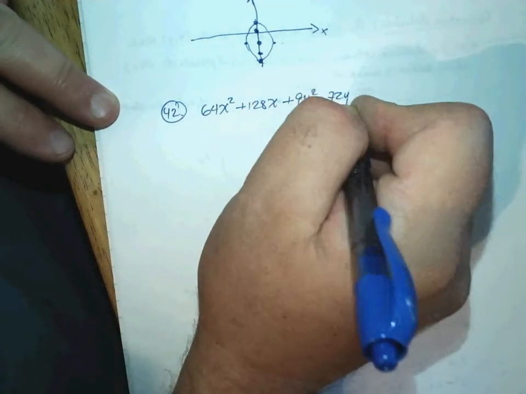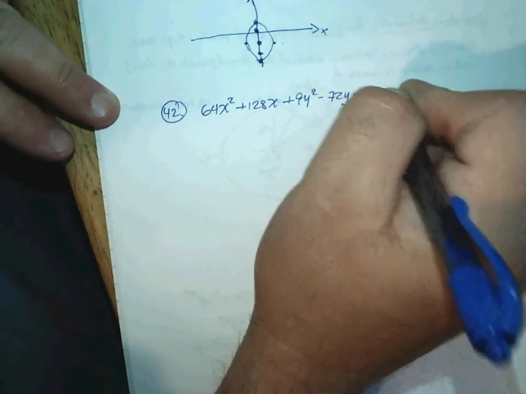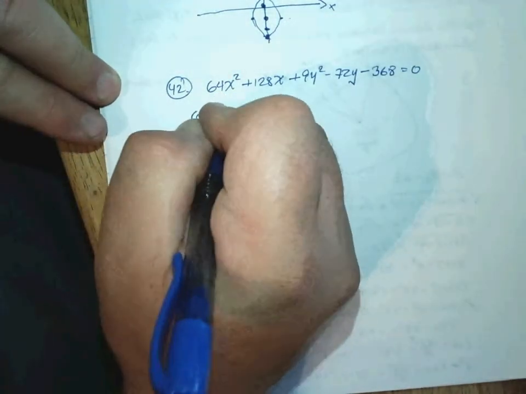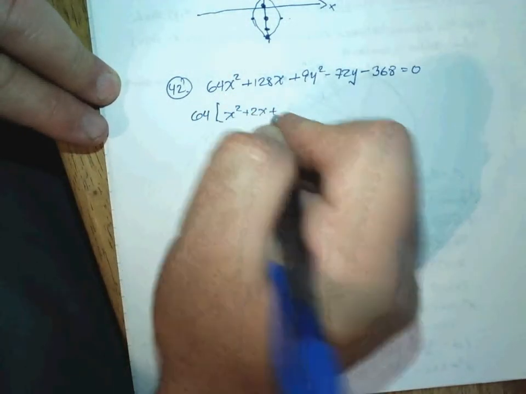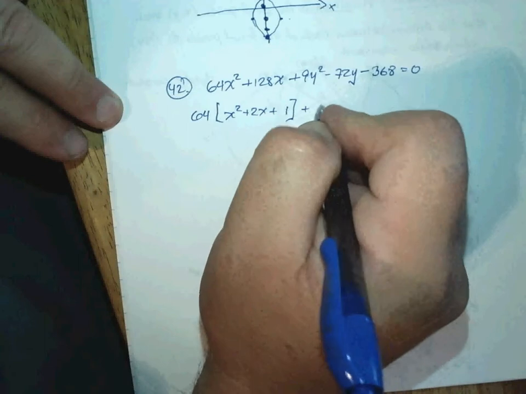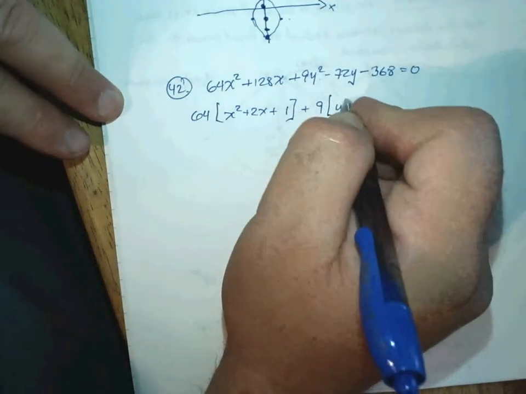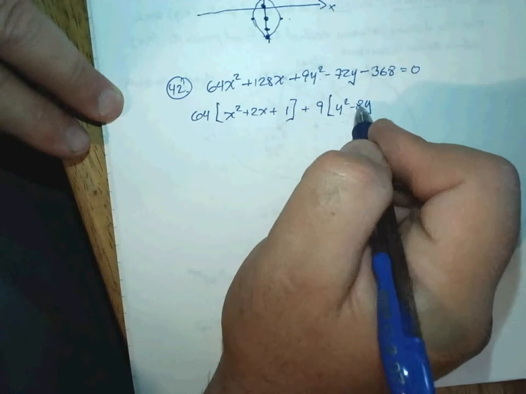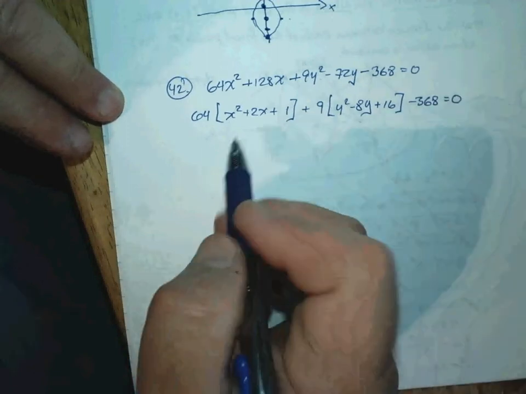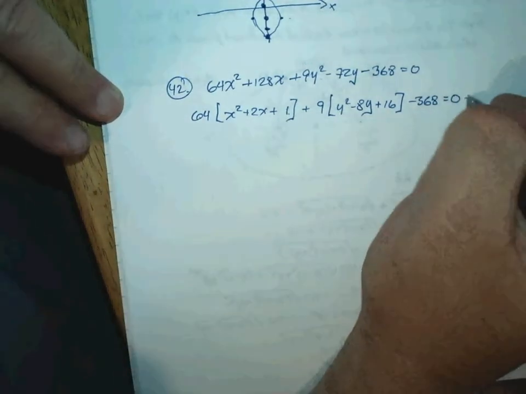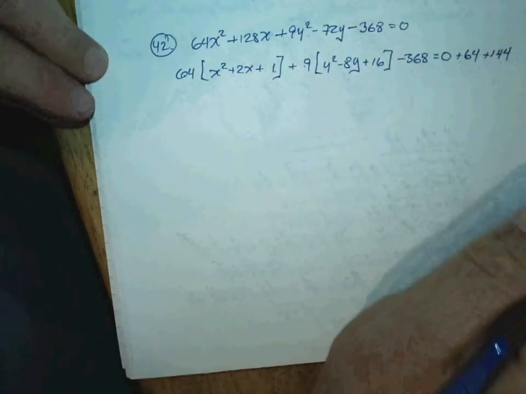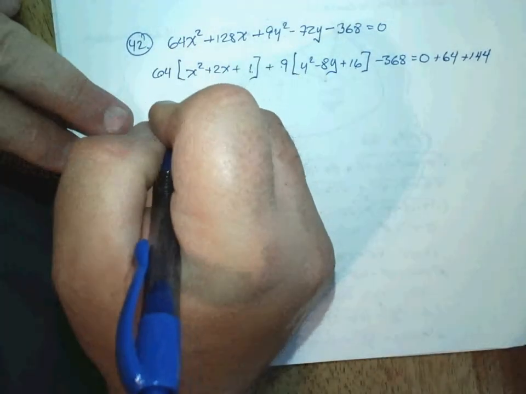We're given 64x squared plus 128x plus 9y squared minus 72y minus 368 is 0. All right, so for the x's, take out 64. That's x squared plus 2x plus, let's go ahead and complete the square. Half of 2 is 1, square that. Take out the 9 from the y. And let's go ahead and complete the square. -8 divided by 2 is -4, squared is 16. And let's see how much did we add. 64 times 1 and 9 times 16.